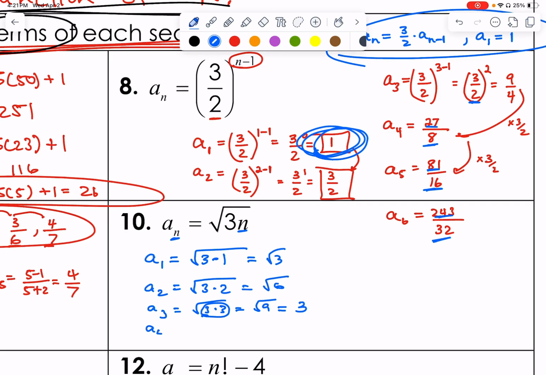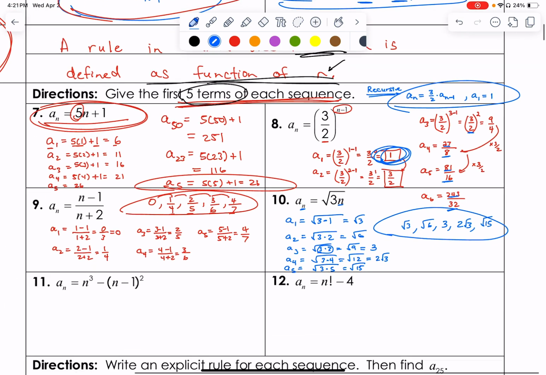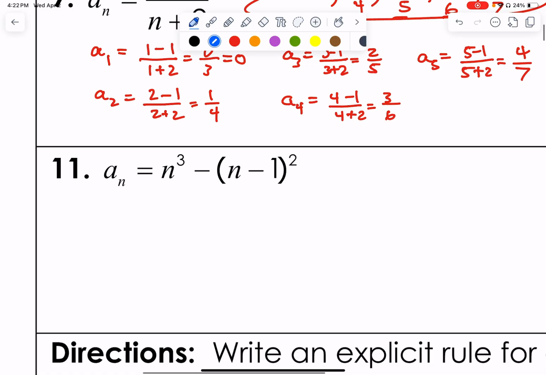A sub 4 would be square root of 3 times 4, which is root 12, which you do want to simplify to 2 root 3. A sub 5 is going to be 3 times 5, which is the square root of 15. And so our sequence is square root of 3, square root of 6, 3, 2 root 3, and root 15. So there's my sequence. First 5 terms. Number 11.